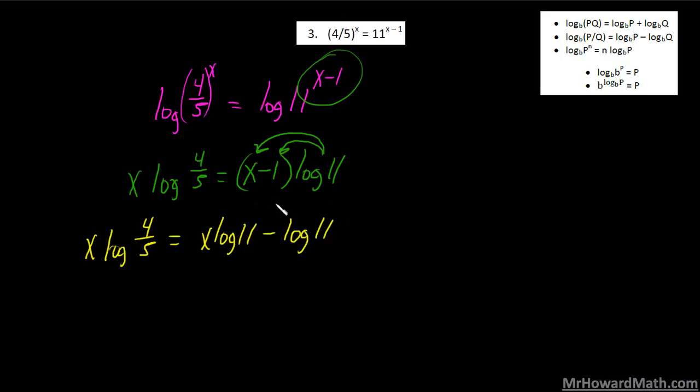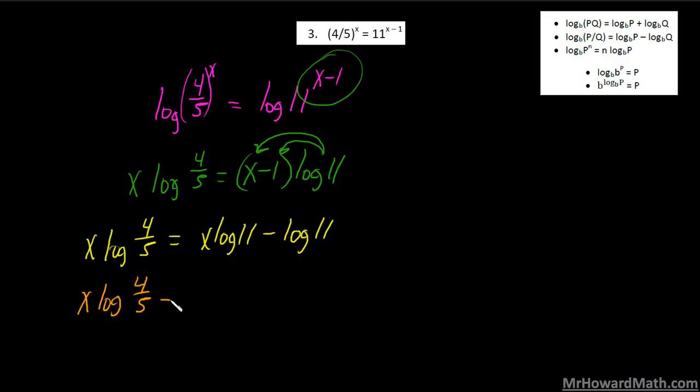Log 11 times -1 is negative log 11. Our whole goal here is to get x by itself, and we've had a similar problem when we worked with our examples earlier. We want to get the x's by themselves, so I'm going to bring this x term over here, and once I do that, I'm just going to subtract it.